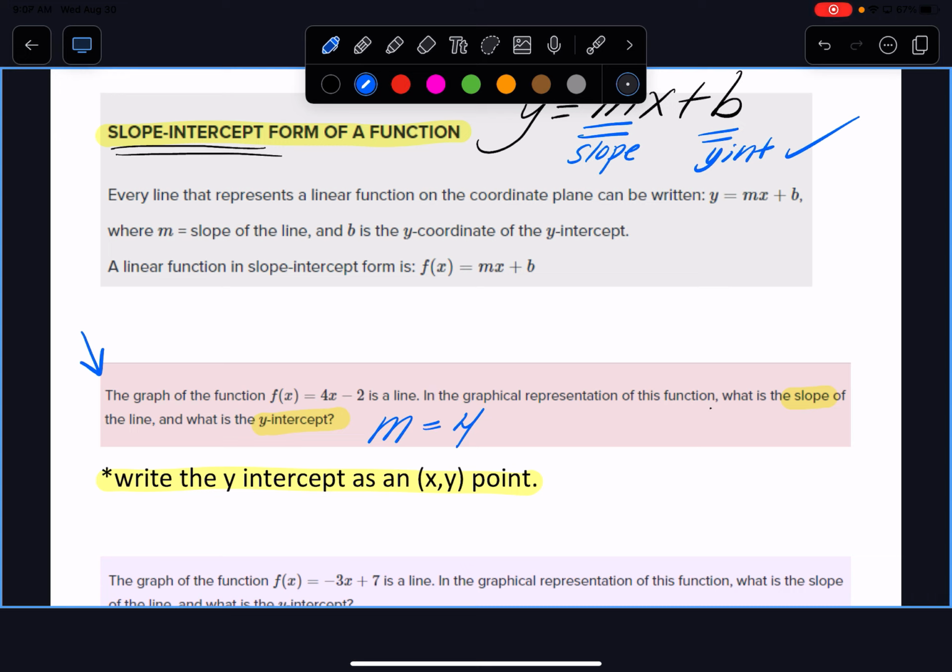But listen to what I'm saying. They want you to write y-intercepts as xy points. So you'd say my x value is 0, my y value is -2. What are your questions on this? Does that feel easy? It is easy, I agree.